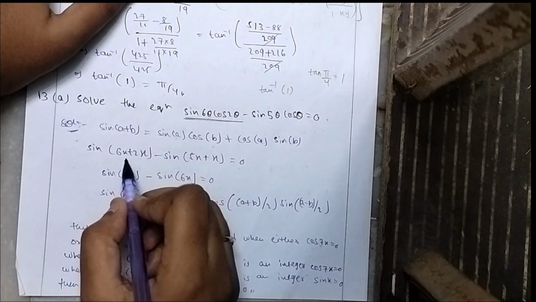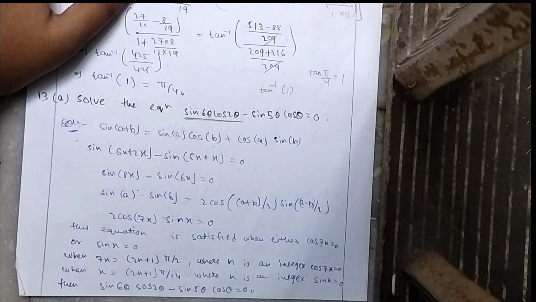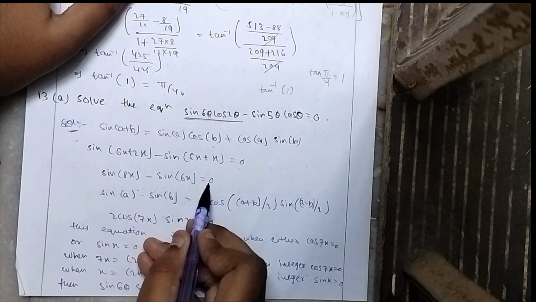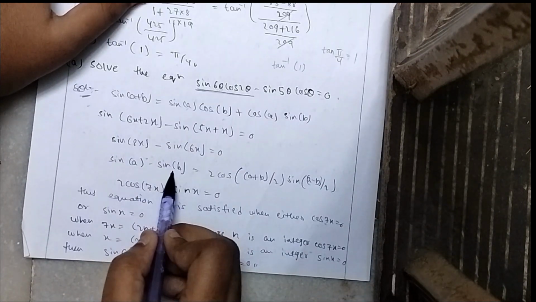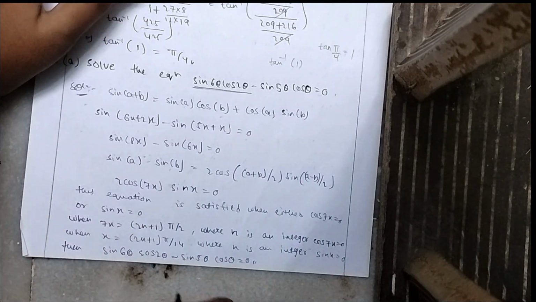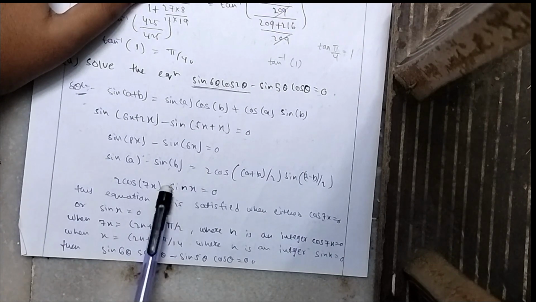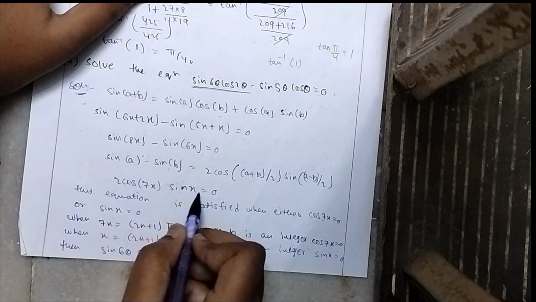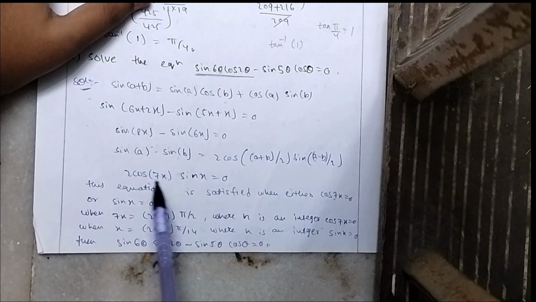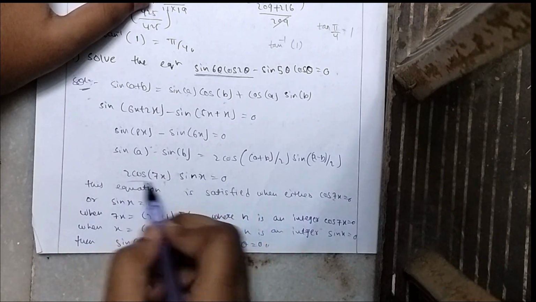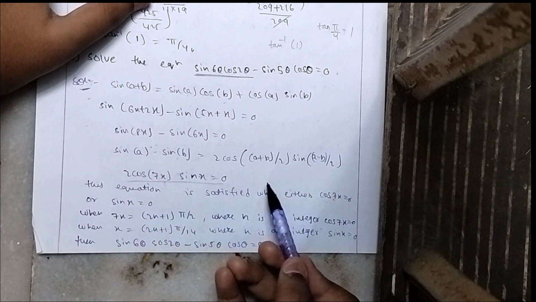So sin 6x plus 2x minus sin 5x plus x equals to 0. Sin 8x minus sin 6x equals to 0. That means sin A minus sin B. We know the formula of sin A minus sin B is 2 cos A plus B by 2 into sin A minus B by 2. So substituting here, we get 2 cos 7x into sin x equals to 0. So this equation is satisfied either when cos 7x equals to 0 or sin x equals to 0.